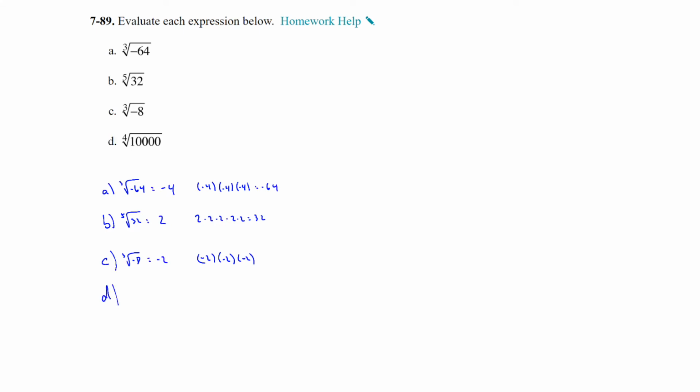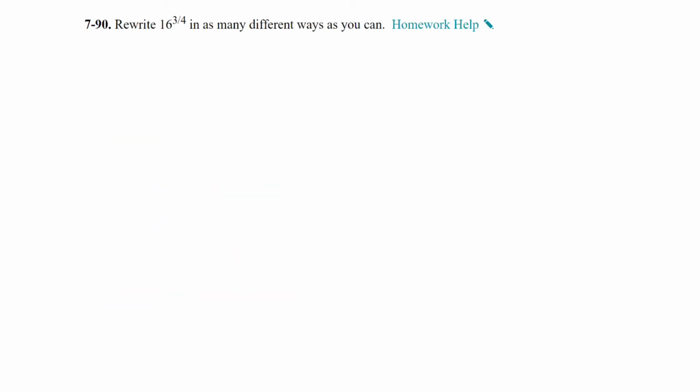And then on D, you have the fourth root of 10,000. So what number times itself 4 times would give you 10,000? It would be 10. 10 times 10 times 10 times 10, 4 times would give you 10,000, so this is equal to 10. Also, remember the button on your calculator where you can find these, but it's important to know where that number's coming from.